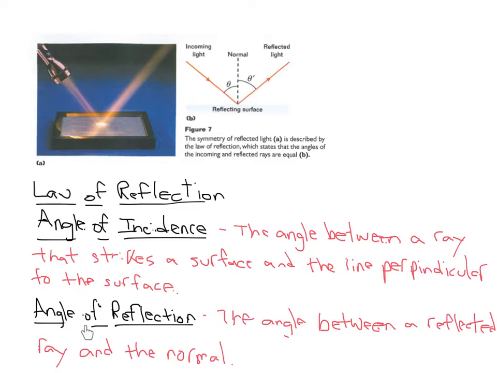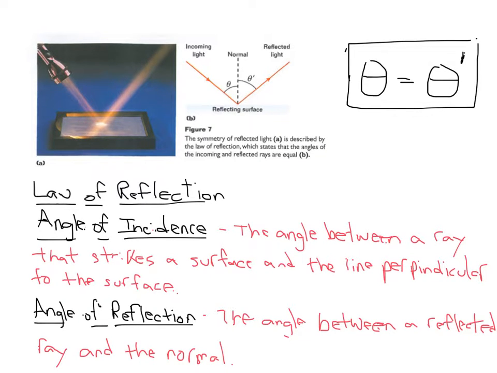Our second angle is the angle of reflection. That's the angle between a reflected ray and the normal. So that's this angle right here. So the law of reflection, very easy. It simply says that the angle of incidence equals the angle of reflection. So this is the angle of incidence. It is equal to the angle of reflection for any reflection off of a flat surface. Okay, so this is the law of reflection.